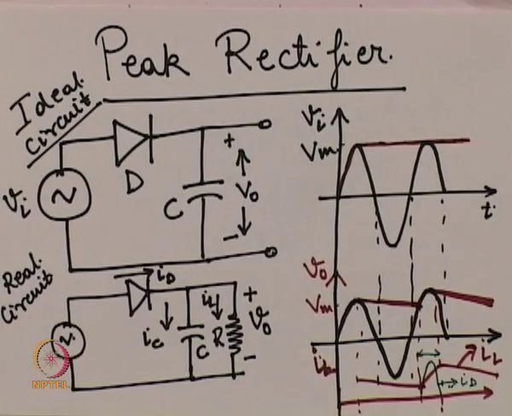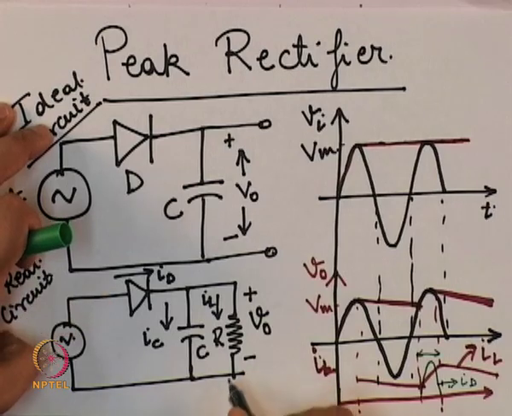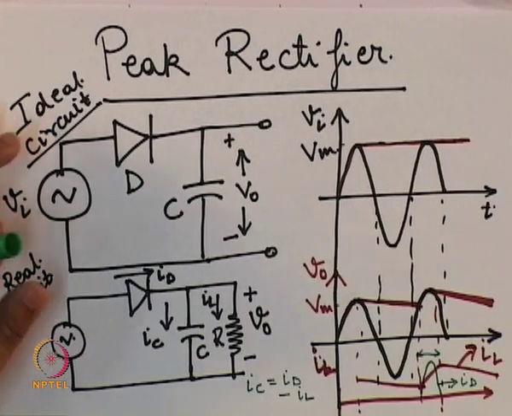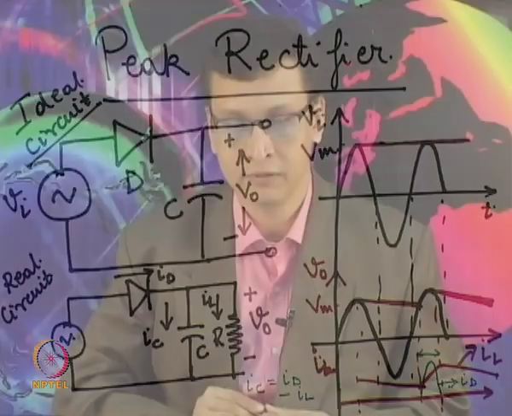So, this is how the situation is, and I leave it as an exercise for you to try to plot IC, which is equal to ID minus IL. Okay. So, I leave it as an exercise for you to find out how the waveform for IC will be.